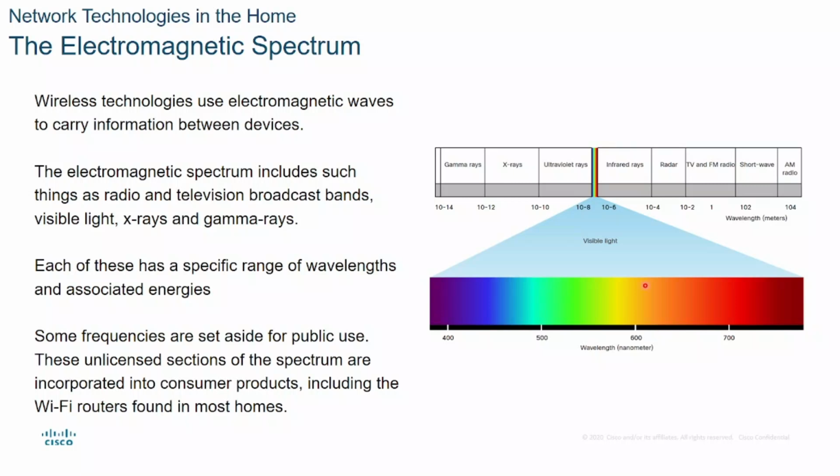Alright, so you can see on this diagram we have different wavelengths in meters. In meters we have from 10 to the 14, 10 to the 12. We have gamma rays, X-rays, ultraviolet, infrared, radar, TV and radio frequency waves, short wave, AM radio wave. When you go deeper within this wavelength, you have the wavelength in nanometers.